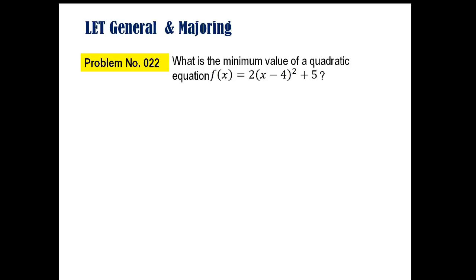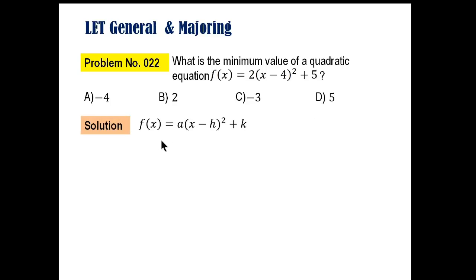Problem number 022. What is the minimum value of a quadratic equation f(x) = 2(x - 4)^2 + 5? For the choices, A is negative 4, B 2, C negative 3, D 5. For the solution, we have this vertex form of the quadratic equation, f(x) = a(x - h)^2 + k, where (h, k) is the vertex of the quadratic equation.